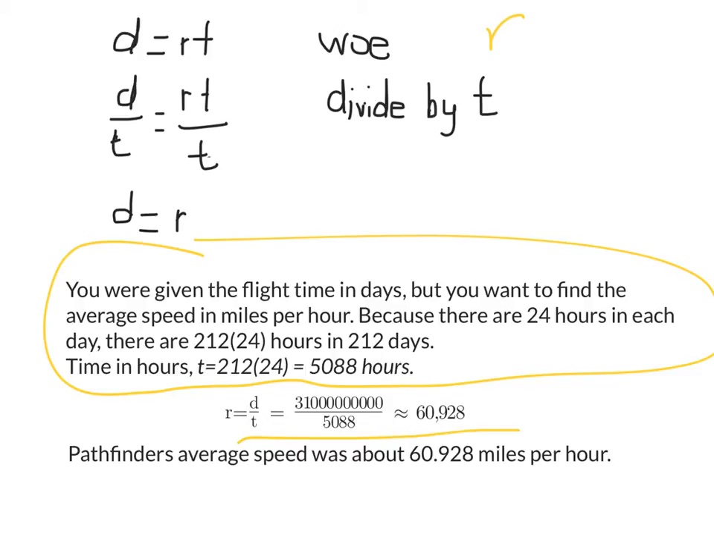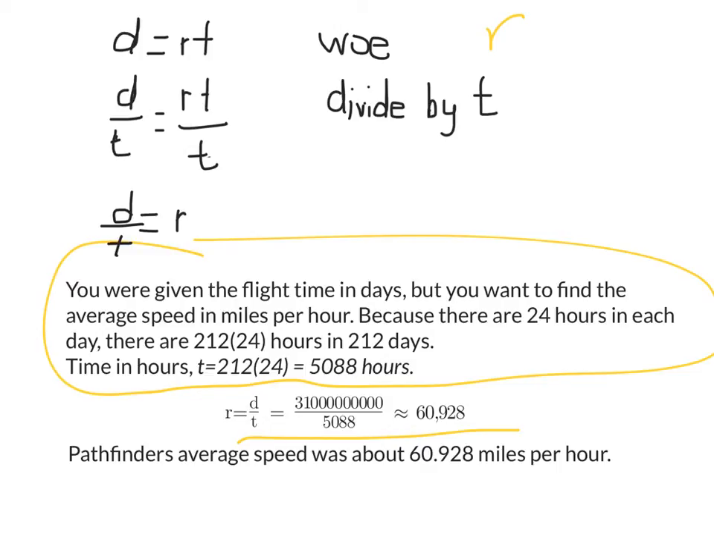I just realized that when I wrote this, I left some off. Sorry. This should be up here: the d over the t equals r. I'm sorry to confuse you on that. I gave you the wrong one. When I isolated the r, that's what we got.